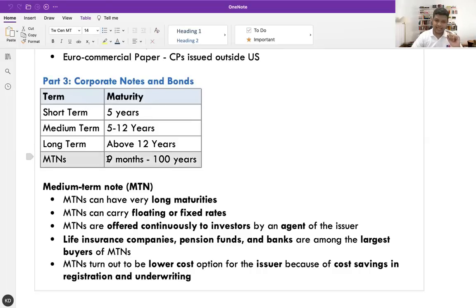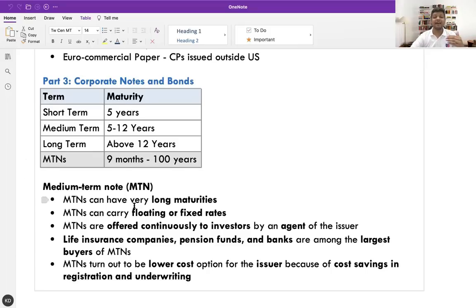But the interesting thing is MTNs, medium-term notes. These are bonds which can be issued for anything. Medium-term means anything, by the way. It's very ironic, but medium-term notes can be issued for less than 1 year, like 9 months also, and can range to 100 years. So medium-term notes are, what I feel, the most flexible type of instrument. It's just a name. There's no definition about it.